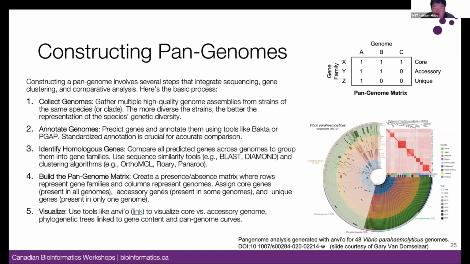So again, courtesy of Gary's sharing some of his slides with me, this is an outline of how you will construct a pangenome, right? So first you will collect a set of genomes, again, in hopefully a less biased manner. And hopefully these genomes are high quality and you can actually get good assemblies out of these reads.